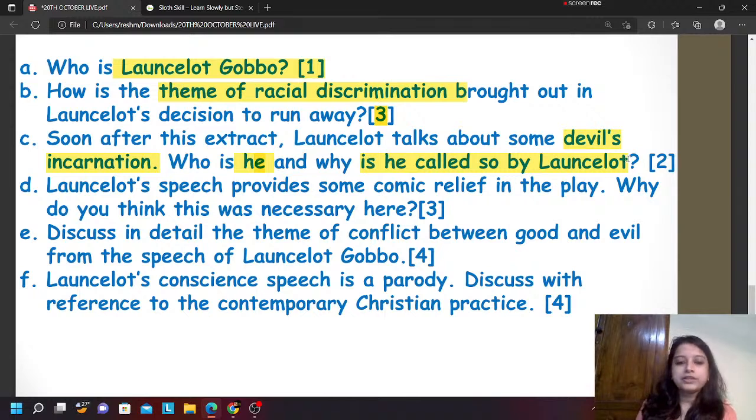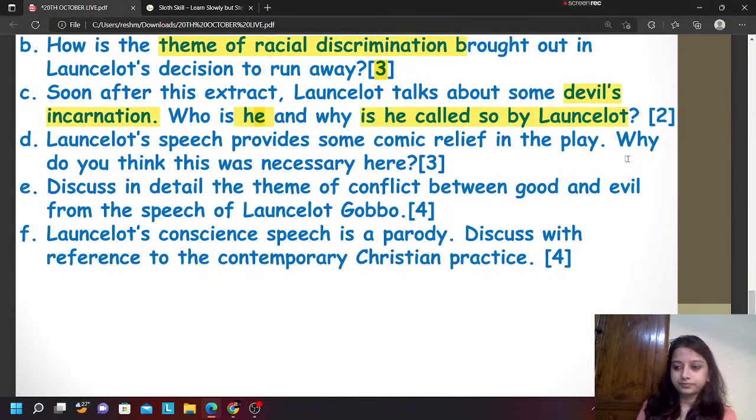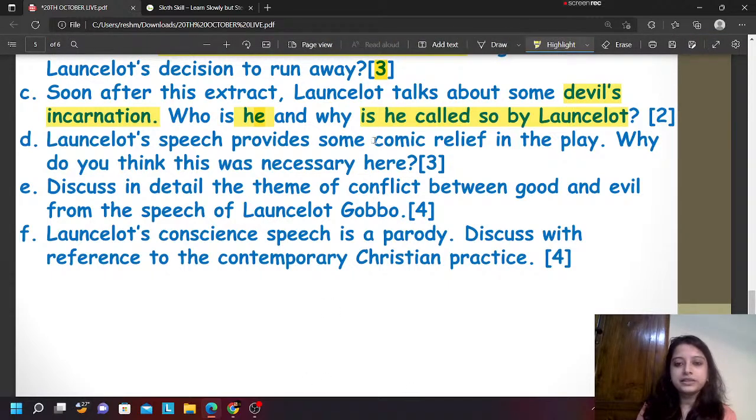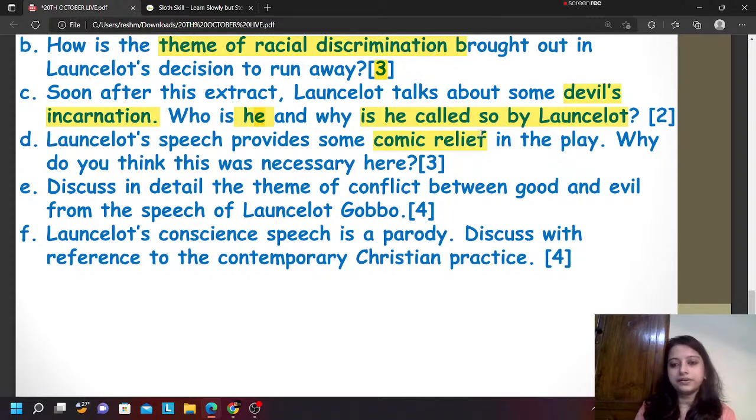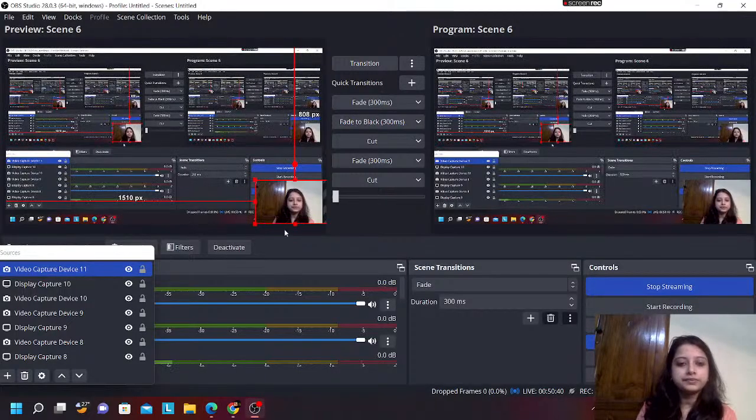All right. Question number D. Lancelot's speech provides some comic relief in the play. And what do you think? Why do you think it is necessary here? See, there are 3 marks. Okay, and why do you think this is necessary over here?